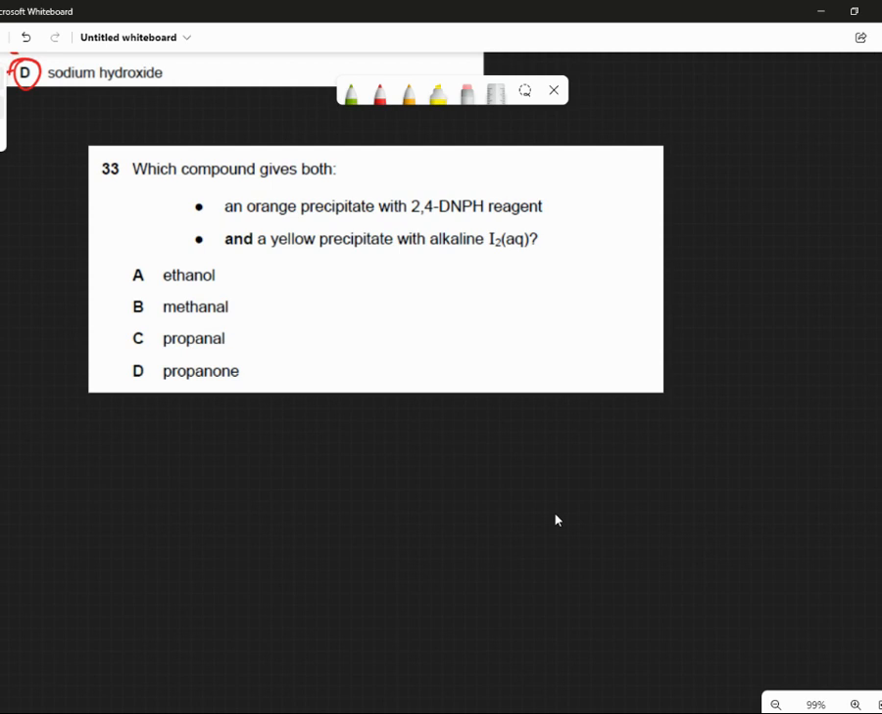Which compound gives an orange precipitate with 2,4-DNPH and a yellow precipitate with that? Now, 2,4-DNPH, this stuff. Does anyone know what this sniffs out? What does this test for? 2,4-DNPH. What will that sniff out? Well, it's not the group it sniffs out, though, dear. It will react with aldehydes, but not just aldehydes. 2,4-DNPH sniffs out carbonyl groups.